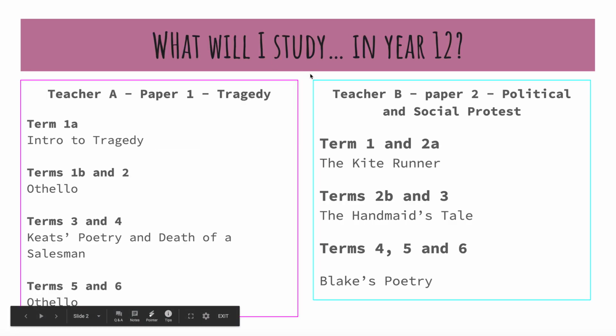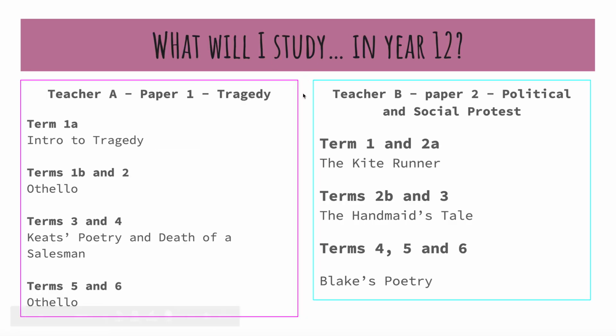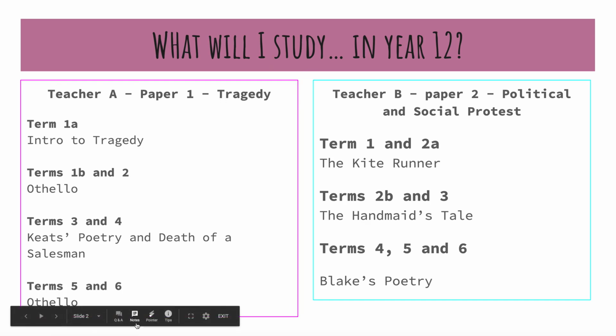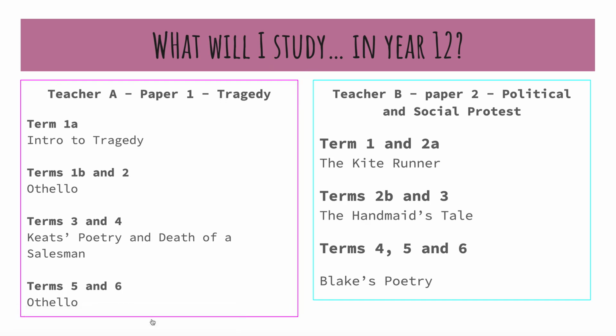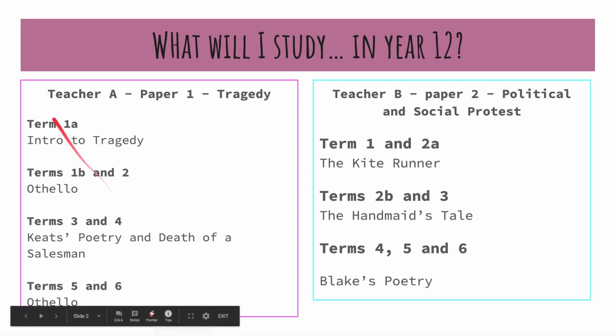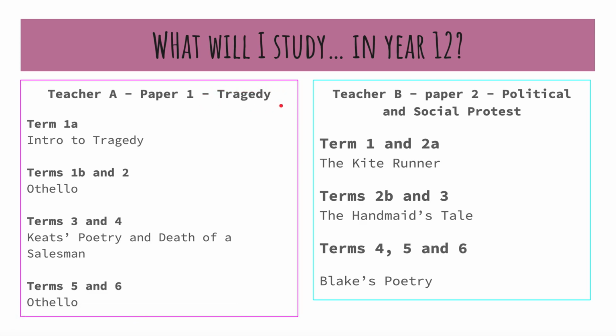So you'll see immediately then that the course is divided into two separate parts taught by two different teachers. This here is what you will study in Year 12. So if we look first at the text taught by Teacher A, you'll see that it's called tragedy. So tragedy is the genre of all of the texts here that you'll study, and in the paper itself you'll be expected to make links to tragedy.